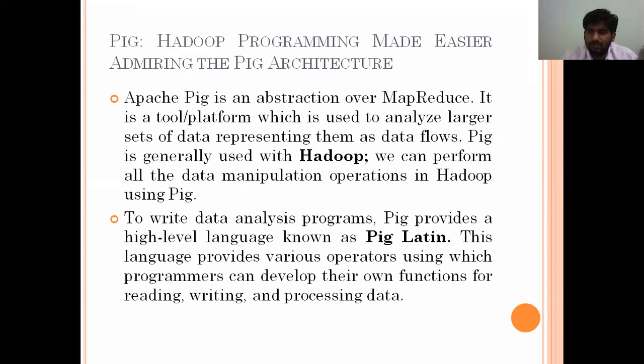Here, how is it going to be made easier? Apache Pig is an abstraction over MapReduce. So what is abstraction? This is one of the Java OOPS concepts, no? Abstraction, polymorphism. You know the OOPS concepts, no? What is the meaning of abstraction? Can anyone tell?